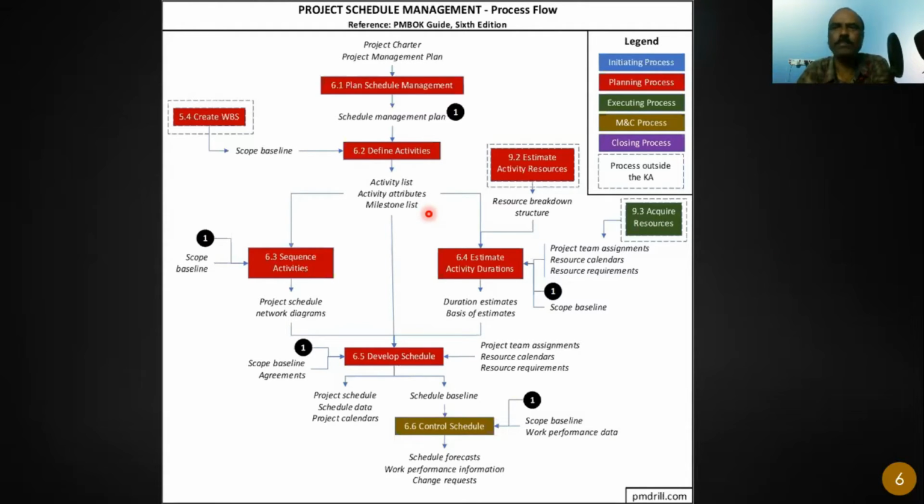Then the third one is the milestone list. So what is a milestone? What is the difference between a milestone and an activity? What is the difference between an activity and a milestone? An activity is a type of work. A milestone is a time frame.